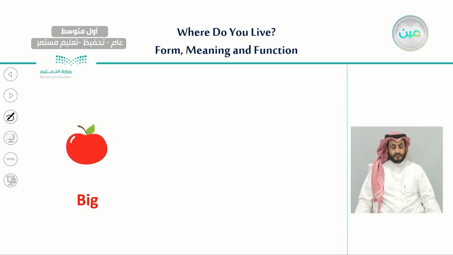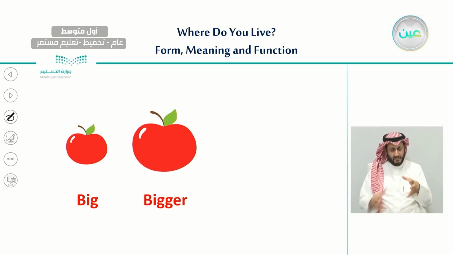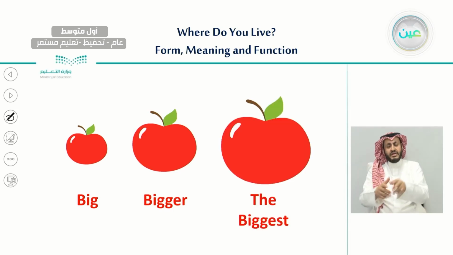So today we are going to learn the comparative and the superlative forms of adjectives. Let's see here, for example, this is an apple, a big apple, and this one is a bigger apple, and this one is the biggest apple of these apples. So this apple is big, and this apple is bigger than this one, and this apple is the biggest of all these apples.